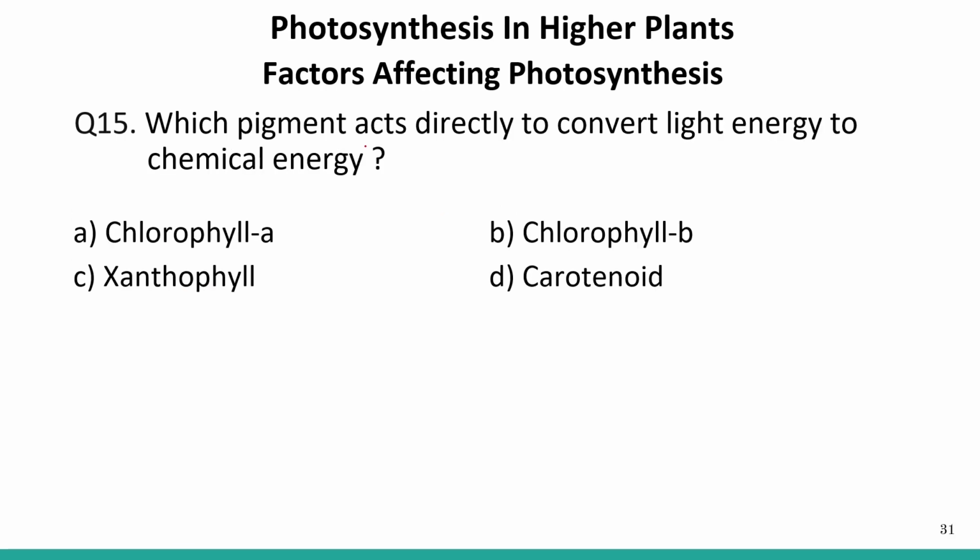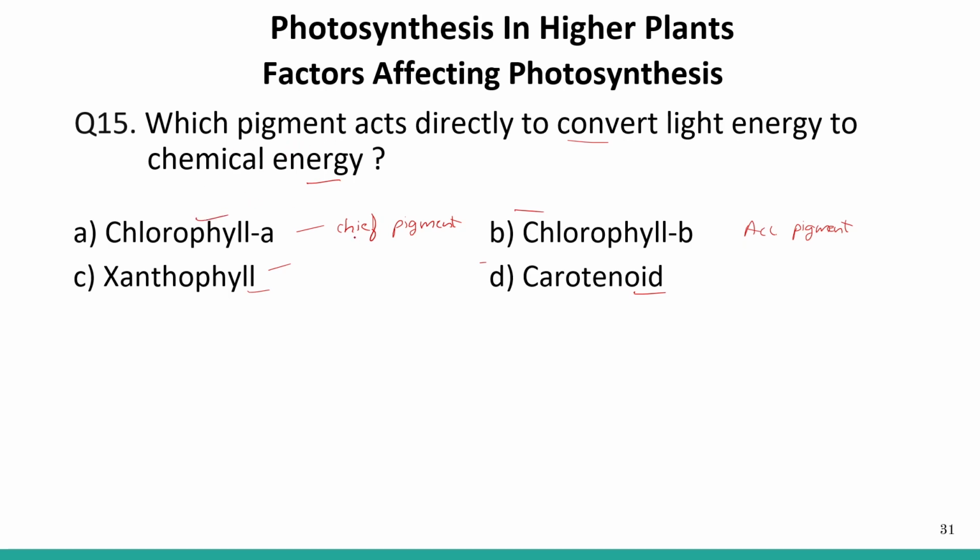Okay. And next question is, which pigment acts directly to convert light energy into chemical energy? Options are chlorophyll a, chlorophyll b, xanthophyll and carotenoid. So chlorophyll a is the chief pigment, whereas chlorophyll b is an accessory pigment. Then we have xanthophyll, an accessory pigment, and carotenoid, also an accessory pigment. Alright, so the option we are left with is chlorophyll a.